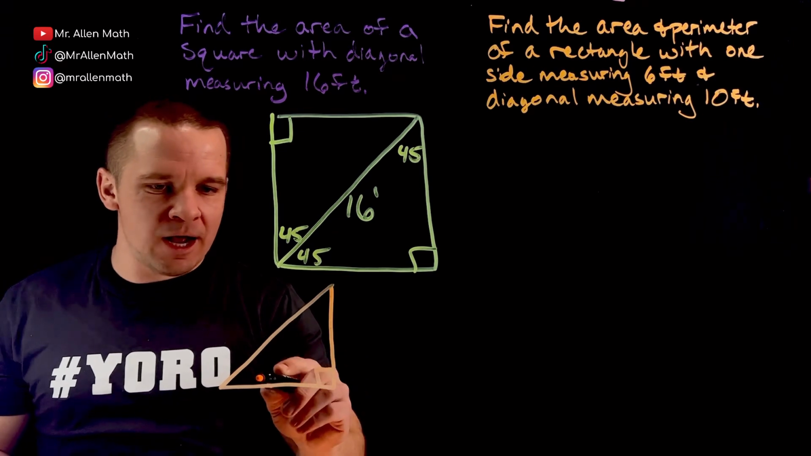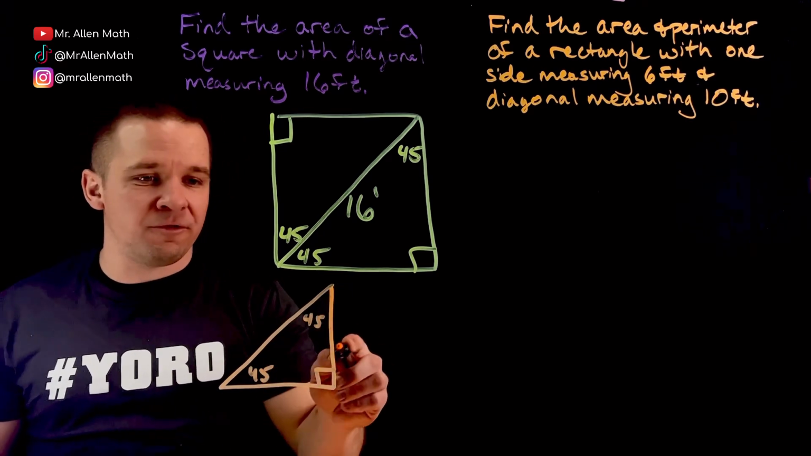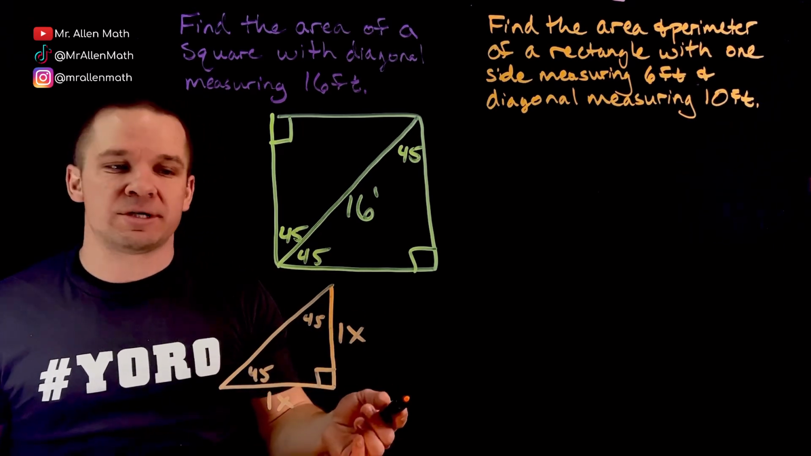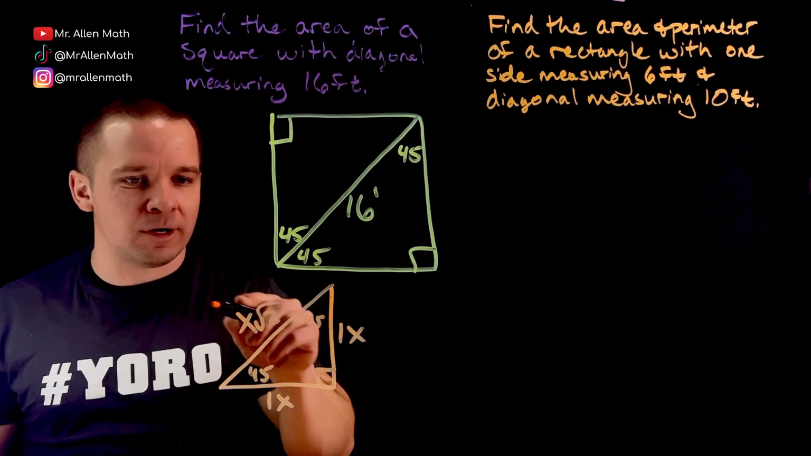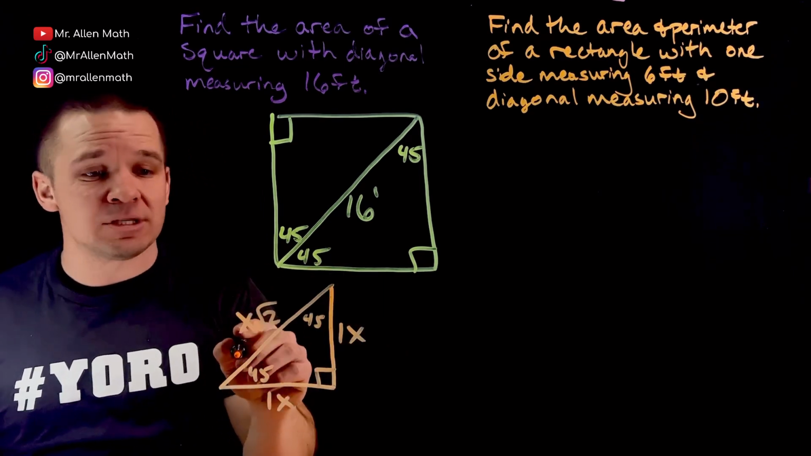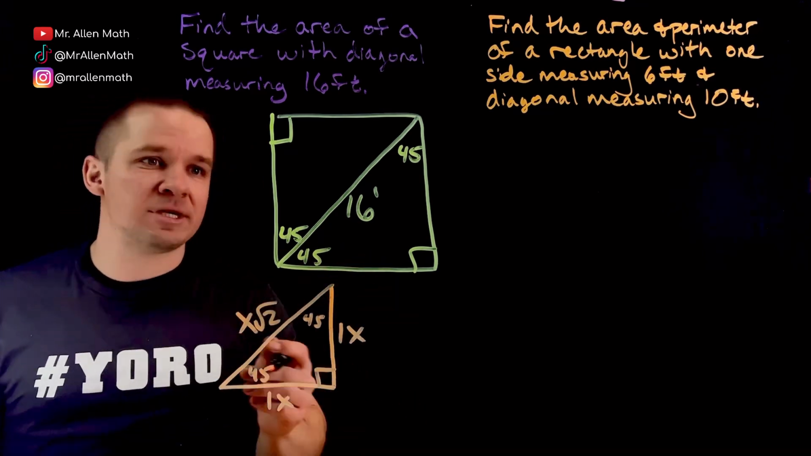So I've got a right angle. We got 45, 45. Now, across from my 45s, that's my 1x, or just x, whatever you want to do, right? That's my short side. Now, if I've got that, I can multiply by root 2. I got x root 2 over here. So if I have the short side, I multiply by root 2 to get my hypotenuse. If I got the hypotenuse, I got to divide by root 2 to get my short side.